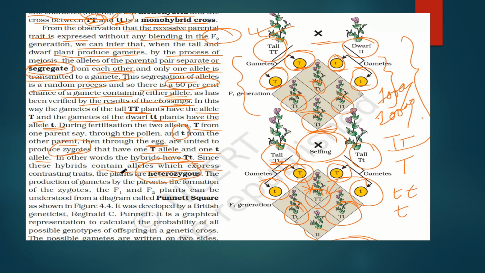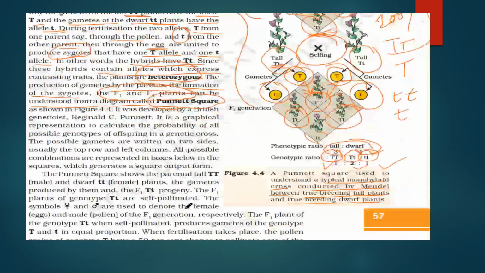And the production of gametes by the parents and the formation of the zygotes in F1 and F2 plants can be understood through this diagram, the Punnett square. So this is what we understood about this monohybrid cross. I think you are all very clear about this cross having two stages, F1 and F2 generations, and what all the genotypes and phenotypes are. So let us move forward with the other parts.